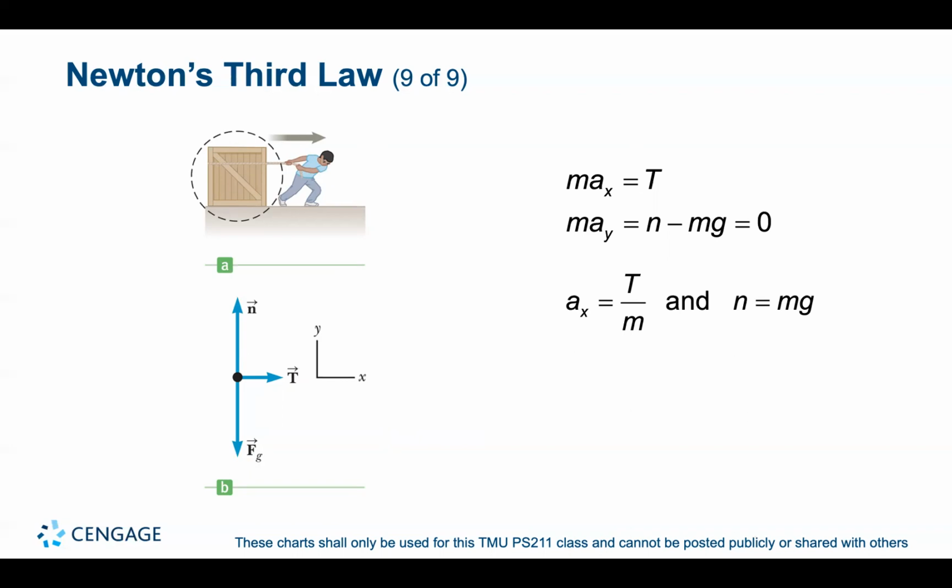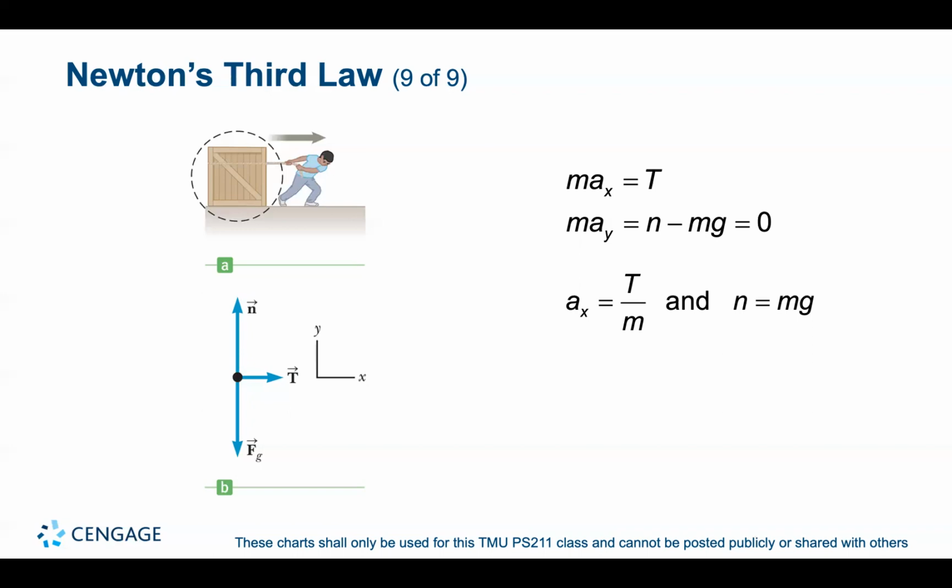Because we are interested only in the motion of the crate, we must be able to identify all forces acting upon it. The free body diagram illustrates these forces. The free body diagram for the crate also includes a force of gravity F sub g exerted by Earth and the normal force n exerted by the floor. The construction of the correct free body diagram is an essential step in applying Newton's law. An incorrect diagram will most likely lead to incorrect answers.